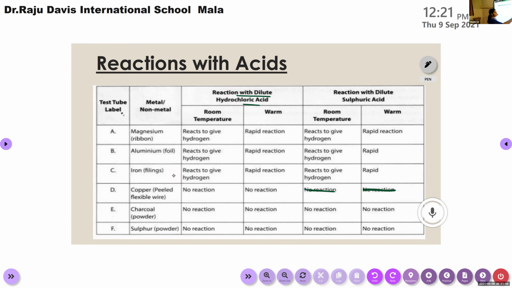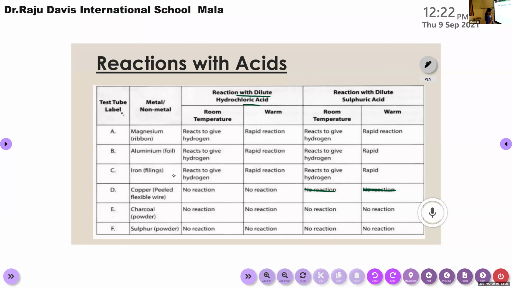The same observation in the case of sulfuric acid also. It will react to give hydrogen at room temperature. Then on heating, the reaction will be very fast. Aluminium also, the same observation will be there. It will react to give hydrogen at room temperature. In warm condition, it will be rapid. Same with dilute sulfuric acid.